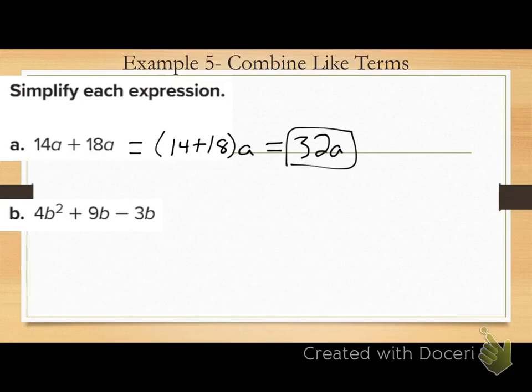Okay, letter B. 4b squared plus 9b minus 3b. Someone raise your hand. Help me out here on this problem. Anyone? What would I do on letter B here?